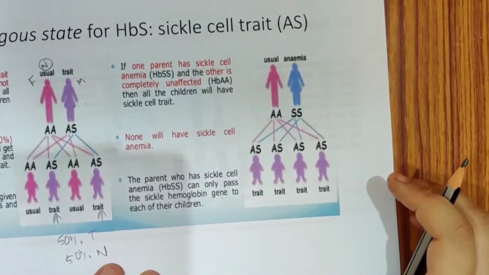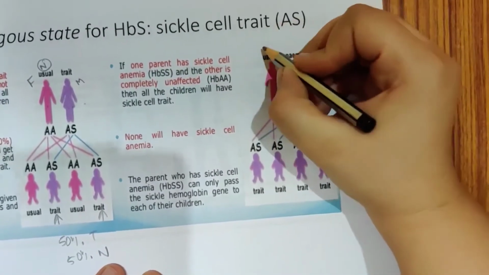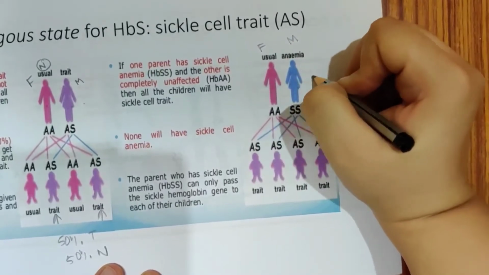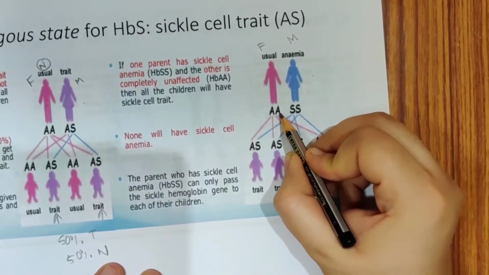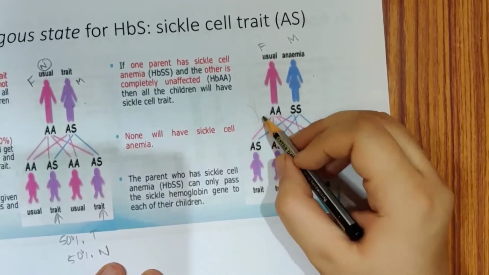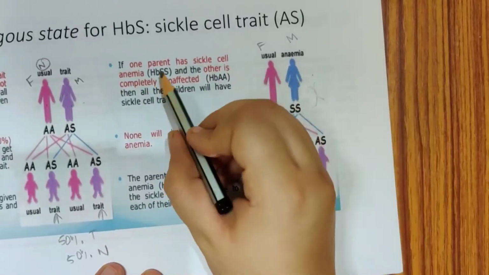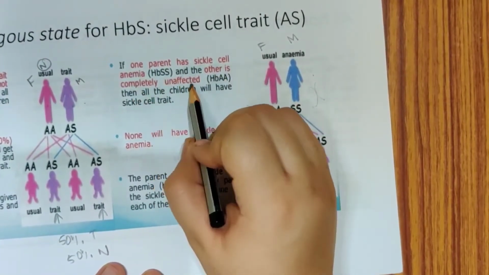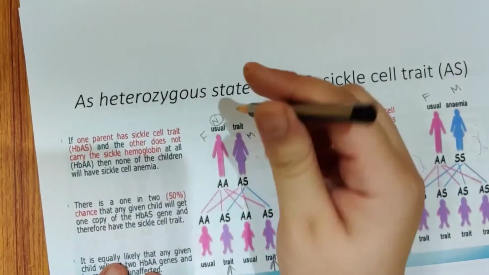How again can we see sickle cell trait occurring? This is a different phenomenon in which again the father is normal but the mother has sickle cell anemia. In this, what will happen? Usually AA will be there. Okay, this means the 2 genes here will have SS. In this, what will happen if one patient has sickle cell anemia, HbSS, and the other is completely unaffected? So in heterozygous state, what happens?